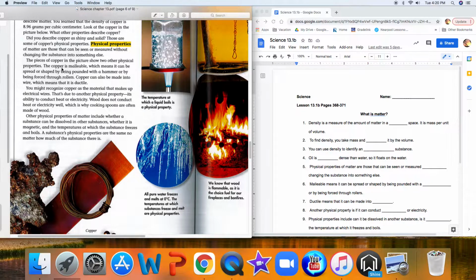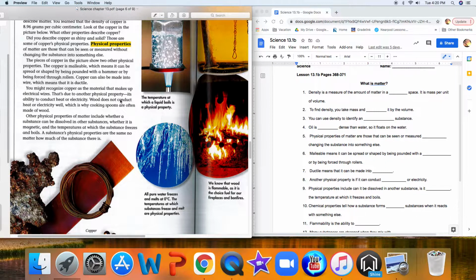The copper is malleable. So guys, this is physical properties. It can be seen or measured without changing the substance. Moving on. We're talking copper being malleable. It means that it can be spread or shaped by being pounded with a hammer or by being forced through rollers. Okay, so malleable, guys, pounded with a hammer.